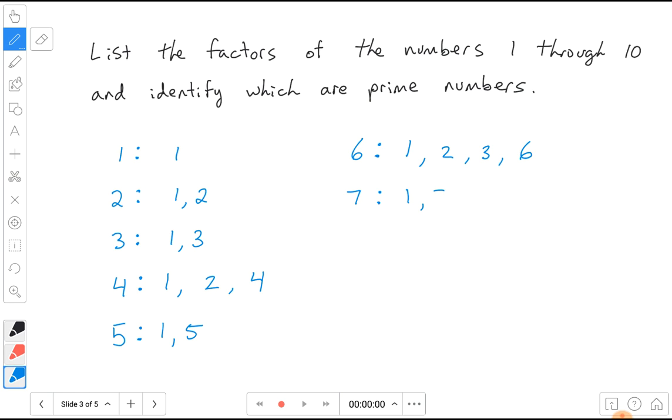7 is 1 and 7. That's prime. 8, again, we already did it. It's 1, 2, 4, and 8. Number 9 is 1 and 9, so that is also prime. And number 10, we can multiply 1 by 10. We can also multiply 2 by 5. And again, we'd know right away because it's even, we can divide it by 2. We just have to figure out what number we multiply by 2 to get 10. So 1, 2, 5, and 10 are all factors of the number 10.